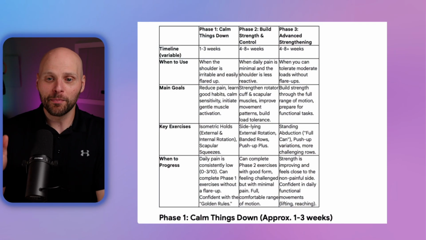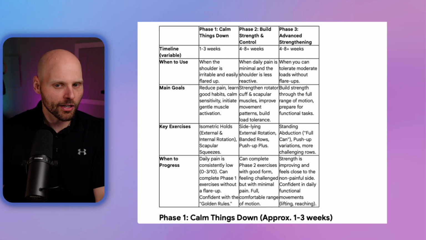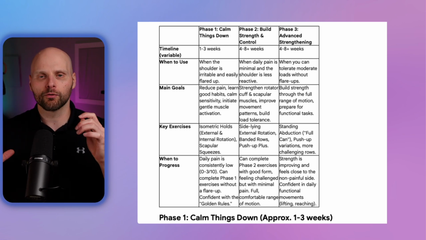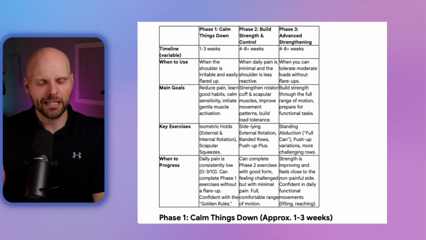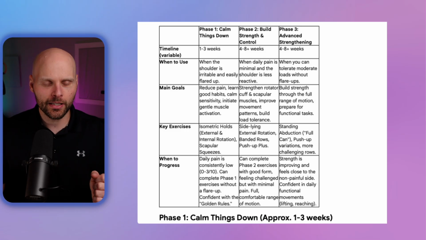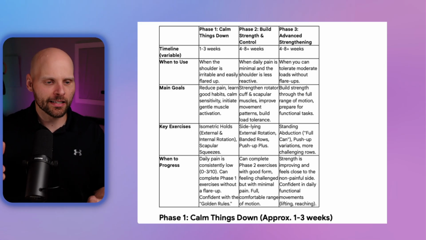I don't care. But phase 2 is where we build it up, right? So we're strengthening the rotator cuff, the scapular stabilizer muscles, improving our movement patterns and range of motion, hopefully a little bit, and just start to build that load tolerance so your shoulder can get used to it. I use sidelying external rotation, banded rows, push-up plus motions, and the exercises will be listed specifically.